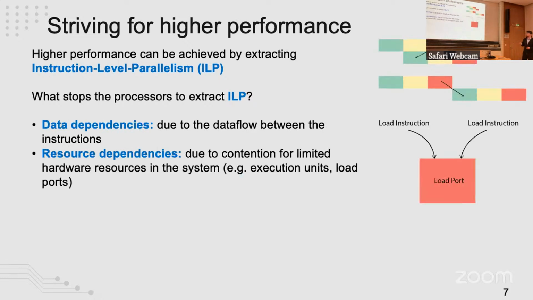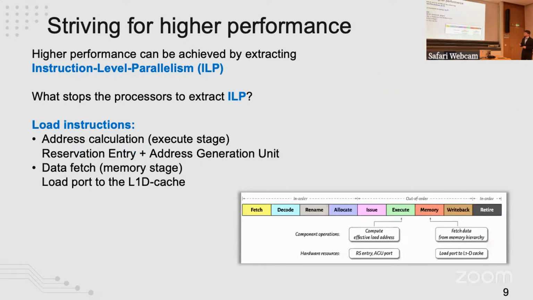Another reason are the resource dependencies that happen when two instructions contend for the same hardware resource that are limited inside our systems. Those can be execution units, load ports, or other parts of the system. And besides the previous two, there are control flow dependencies that are dealt with using branch predictors, which is outside the scope of this work.